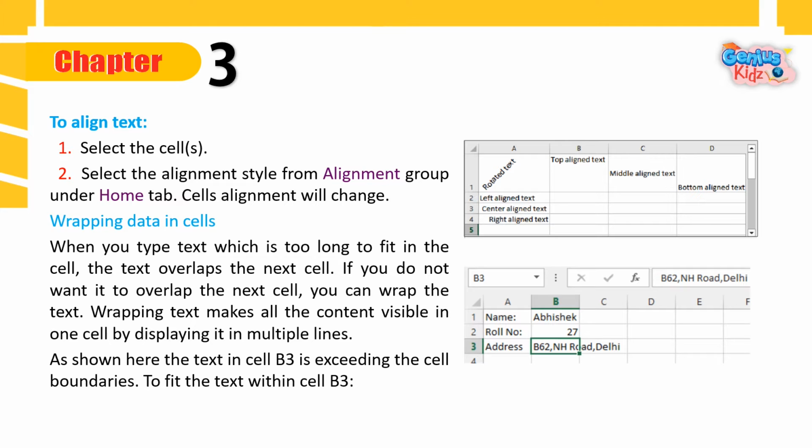Cell alignment will change. Wrapping data in cells. When you type text which is too long to fit in the cell, the text overlaps the next cell. If you do not want it to overlap the next cell, you can wrap the text. Wrapping text makes all the content visible in one cell by displaying it in multiple lines. As shown here, the text in cell B3 is exceeding the cell boundaries. To fit the text within cell B3.